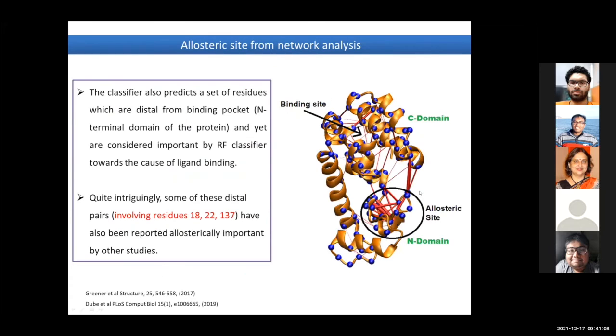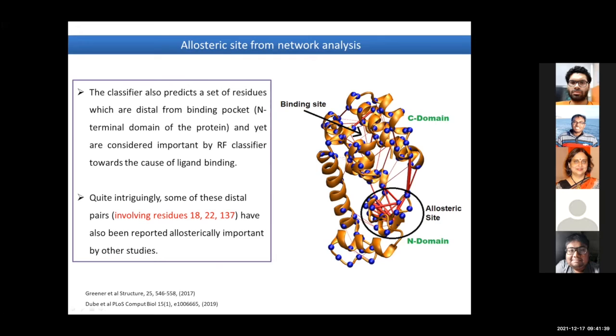So that is not the only thing we can see from this analysis. What we can see is that the classifier has predicted residues which are in positions that are allosteric sites, means they are very far away from the distant site. And when we compare these residues, we found that residues 18, 22, 137 are showing a very thick change in the conformations, or a thick bond.